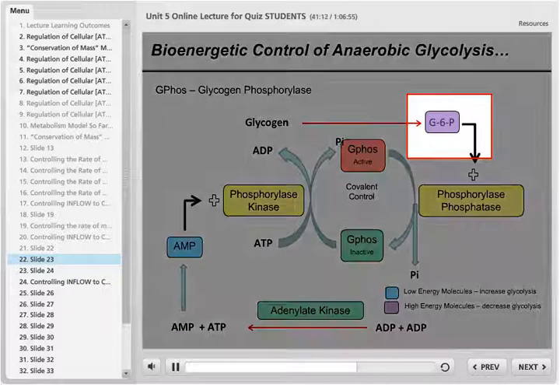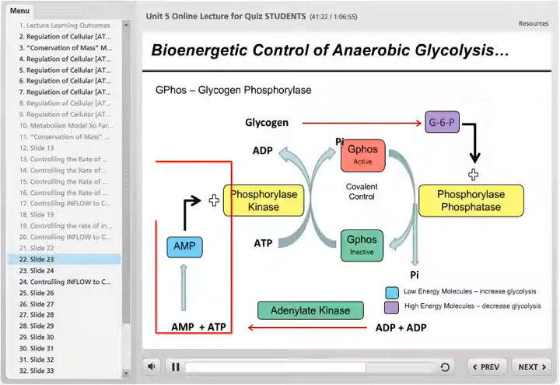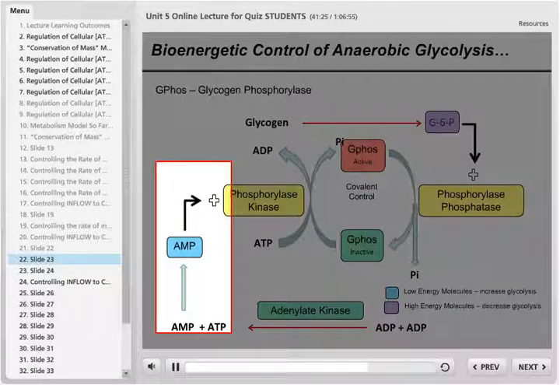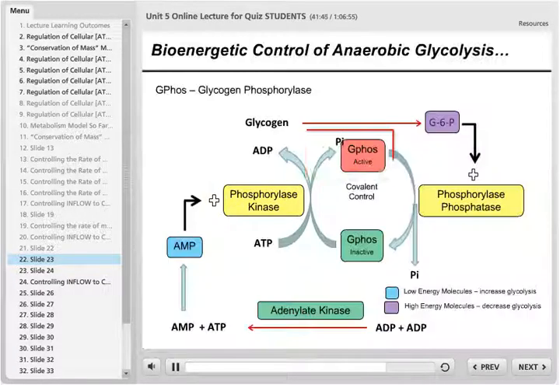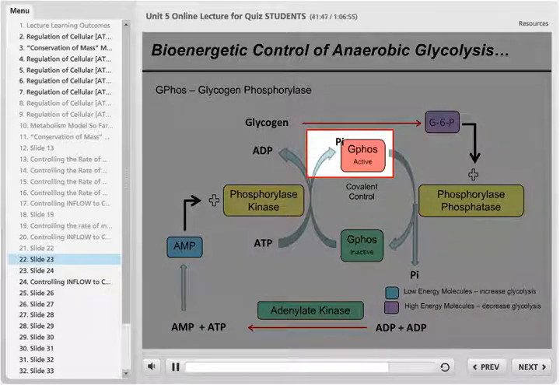Remember, up here is glucose 6-phosphate. So there's a lot of this here. So now let's take a look at how these molecules impact how much active GPhos there is. This low energy molecule, the more of it you have, has a stimulatory effect on phosphorylase kinase activity, and therefore we have increased production of GPhos.